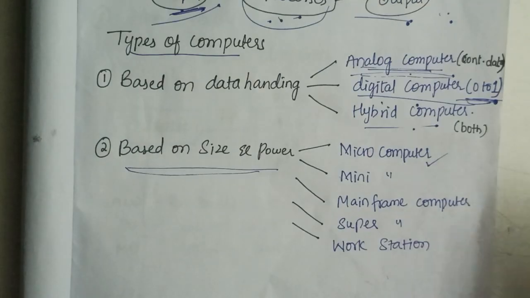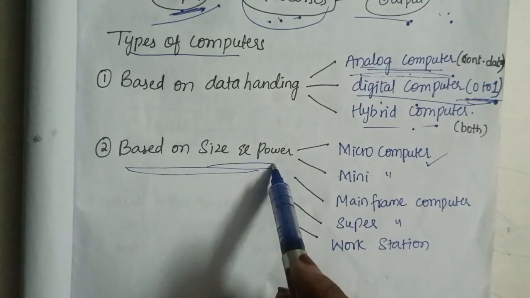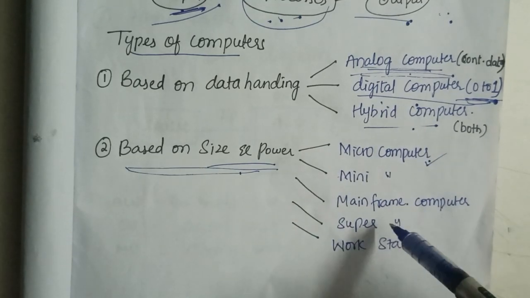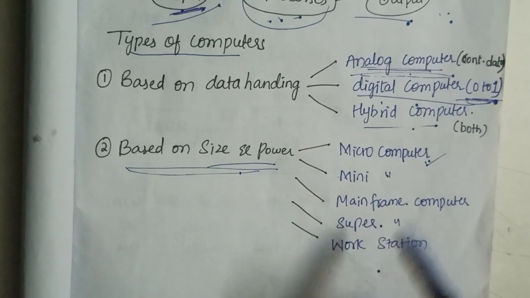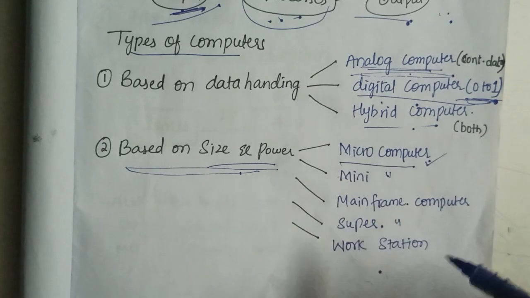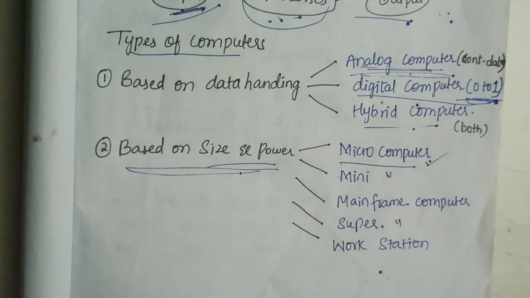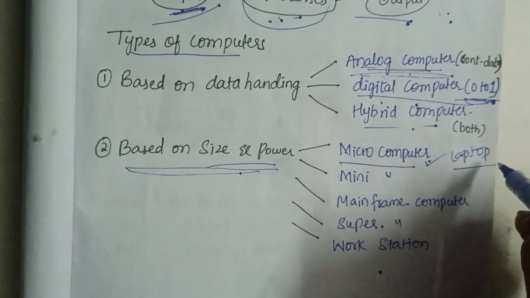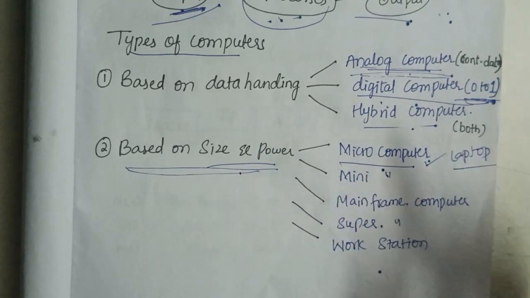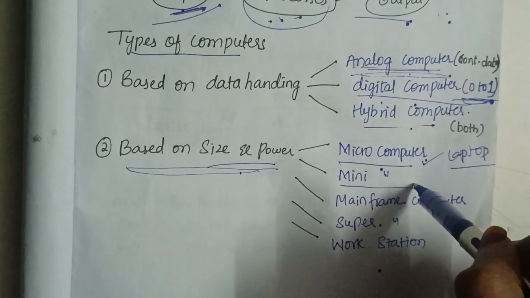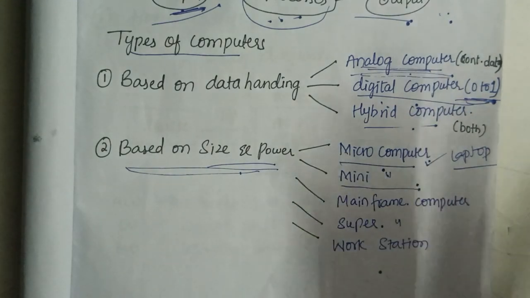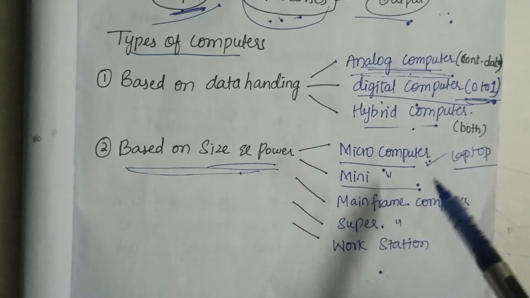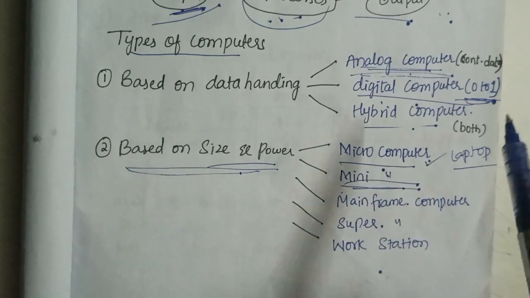Then we categorize computers based on size and power. We have microcomputer, minicomputer, mainframe computer, supercomputer, and workstation computer. What is a microcomputer? Microcomputers are computers used by individuals, like laptops and desktops. Then we have minicomputers. These are used by small businesses and work more efficiently than microcomputers.